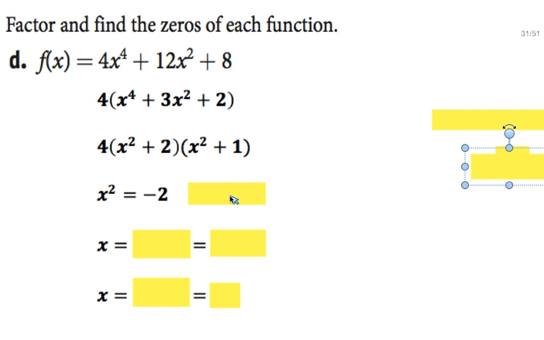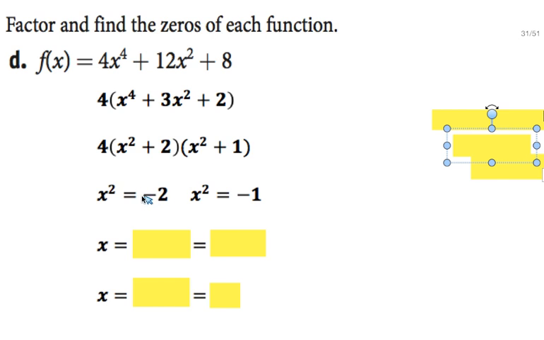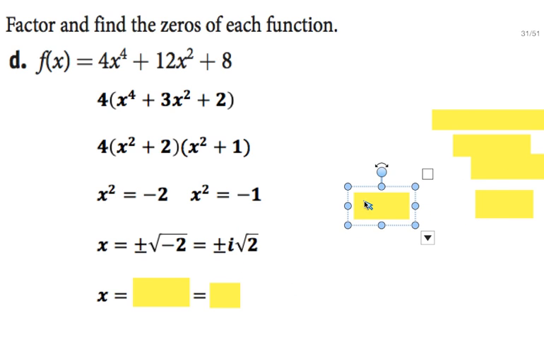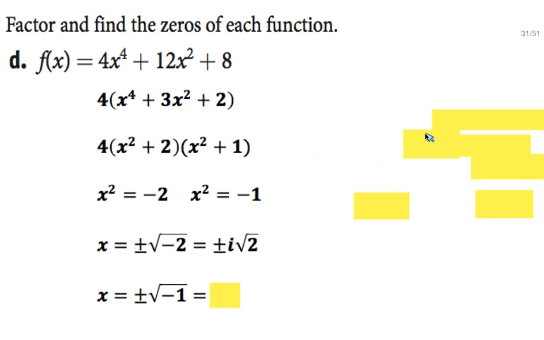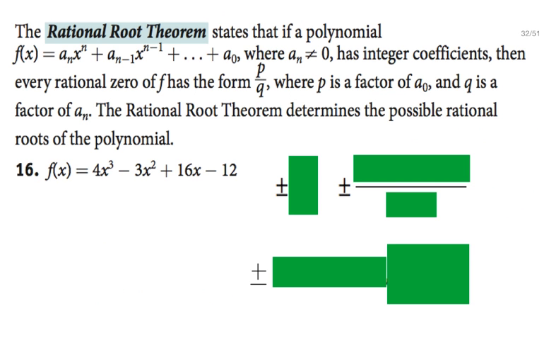And I set those factors equal to 0 and solve for x, and I get x squared equals -2 and x squared equals -1. And here, I square root these, and I get the square root of -2 and the square root of -1. This is as simple as I can make it. I cannot simplify it anymore, but the square root of -1 is plus or minus i. We are going to have a lot of solutions with i's in them.